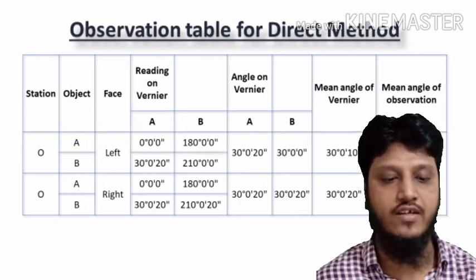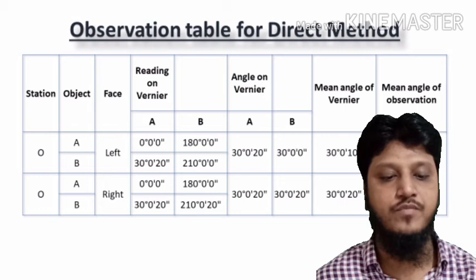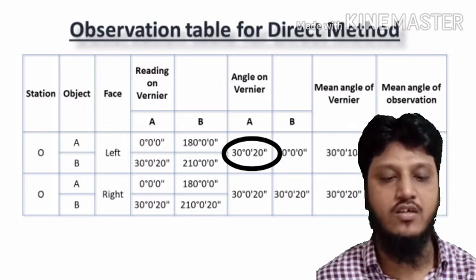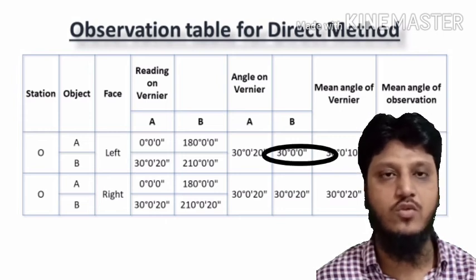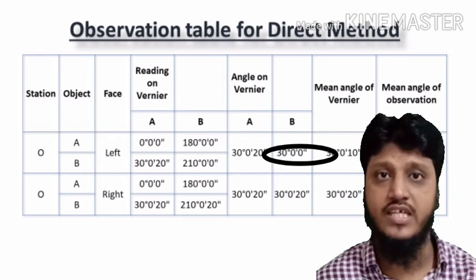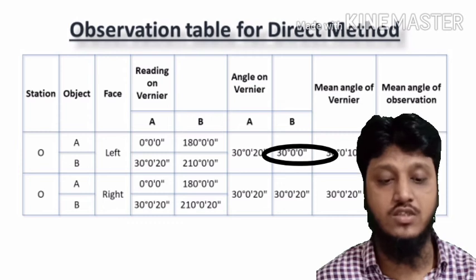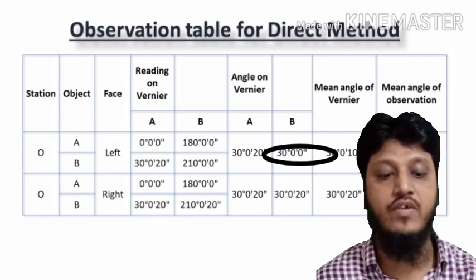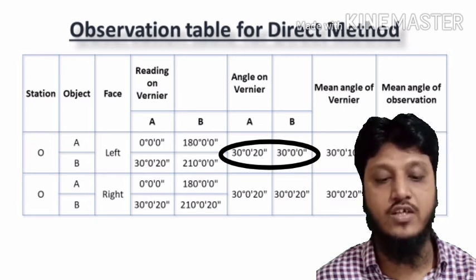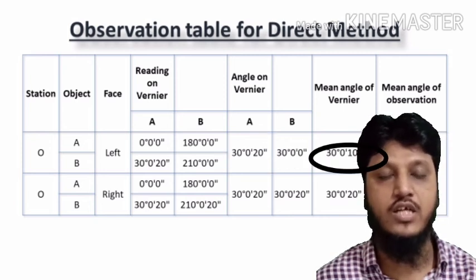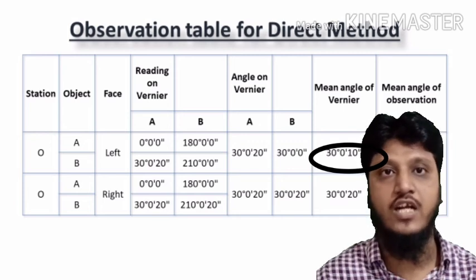Then we find the angle on the vernier. Angle on vernier A is directly obtained: 30 degrees 0 minutes 20 seconds. At B we need to deduct 180 degrees from the reading. At B we got 210 degrees 0 minutes 0 seconds, and deducting 180 degrees gives 30 degrees 0 minutes 0 seconds. This way we got the angles on vernier A and B. The next column is the mean angle of vernier. We take the average of the two, angle on vernier A plus angle on vernier B divided by 2, which gives 30 degrees 0 minutes 10 seconds. This is the process carried out with face left.